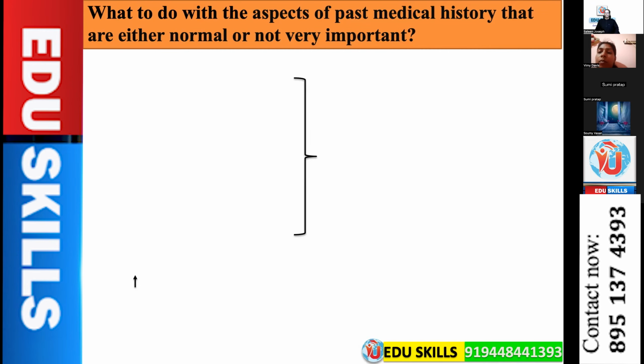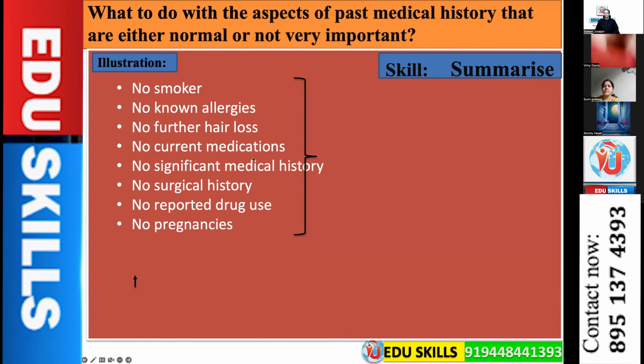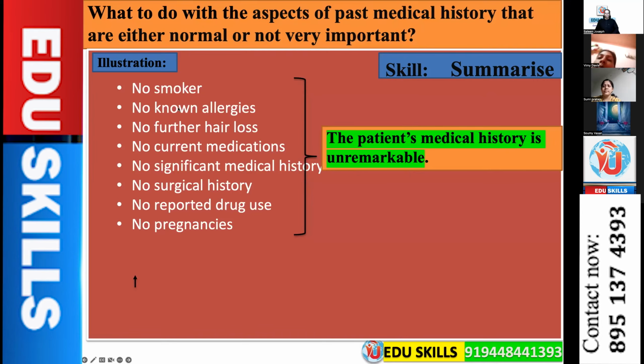What to do with the aspects of past medical history that are either normal or not very important. You have seen this, so this is to summarize the things. Then I'll show you how to write one sentence. You see: no smoking or no known allergies, no further hair loss, no current medications, no significant medical history, no surgical history, no reported drug use. If you need to reduce word count, you can summarize them into: the patient's medical history is unremarkable.